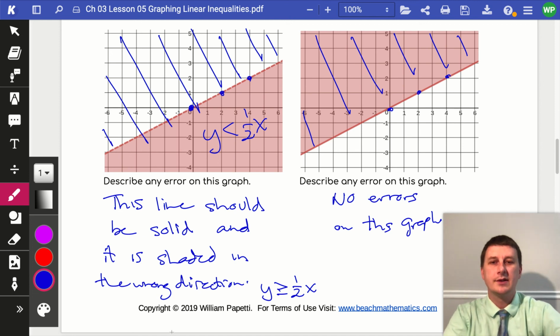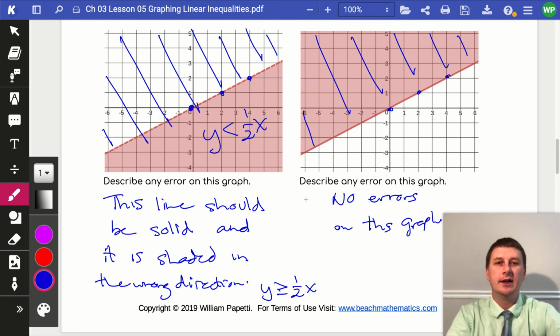Alright, so at this point, we've now seen all of the possible combinations of greater than, less than, less than or equal to, and greater than or equal to inequalities.